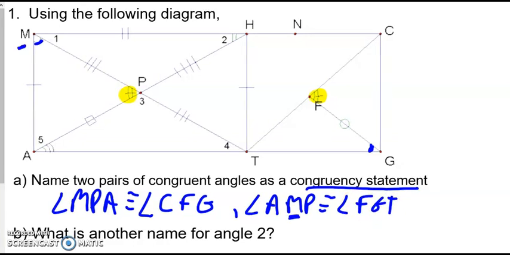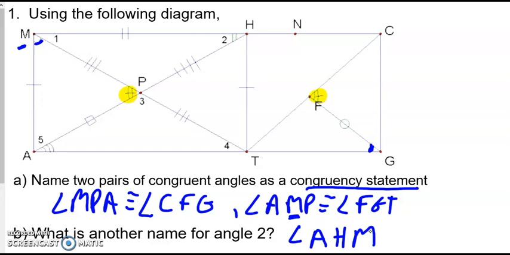Alright, moving on to B. What is another name for angle 2? And we have a couple options here. So here's angle 2. MHP, or we could also do MHA. We can also reverse the order. AHM and PHM. Any of those will work. So angle AHM.